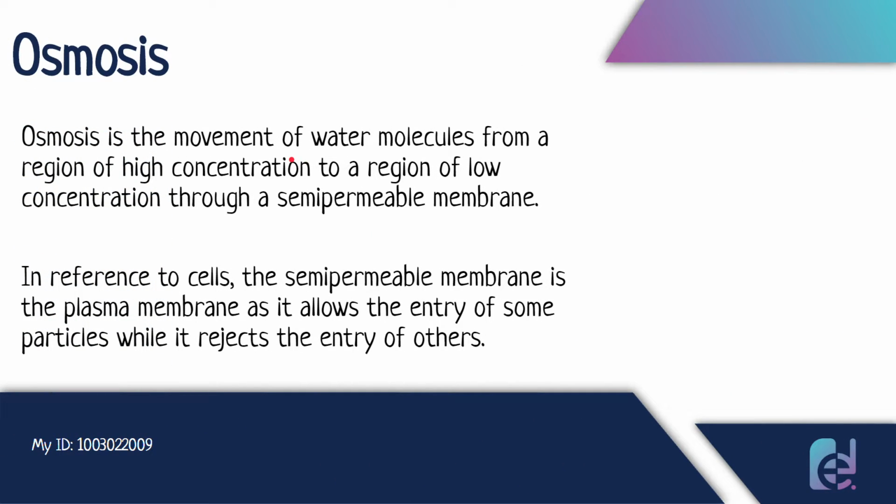Next we'll look at the process of osmosis. Osmosis is the movement of water molecules from a region of high concentration to a region of low concentration through a semi-permeable membrane. In reference to cells, this semi-permeable membrane is the plasma membrane, as it allows the entry of some particles while it rejects the entry of others.